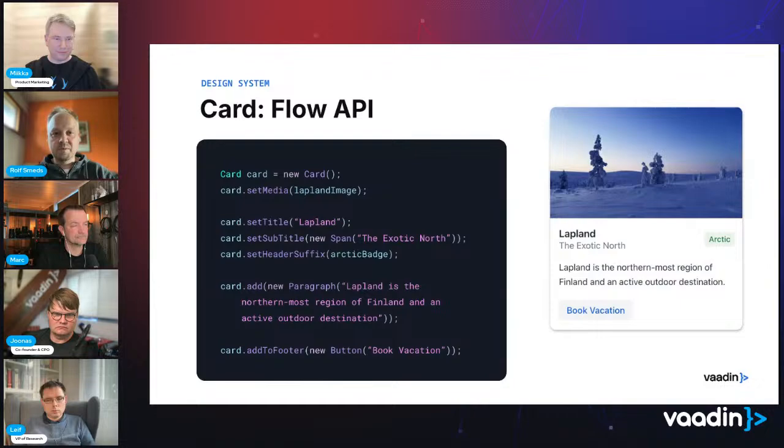The card component that was introduced in 24.6 maybe didn't have a Flow API before, but now it does. So you can set all that content for the various pieces of the card through the Flow API and configure the layout and so on. And the card component is also now out of preview.